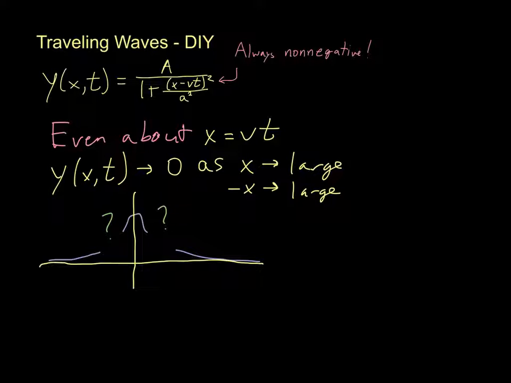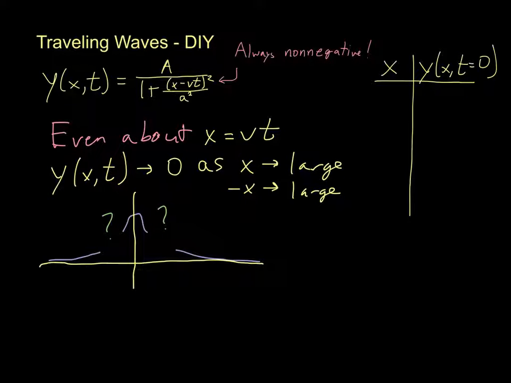So now let's construct a table of values. My question now for you is, if we're going to snapshot this, y of x at t equals 0, what values of x should we plug in to make our lives easier for the table? I'll give you a moment to think about that.